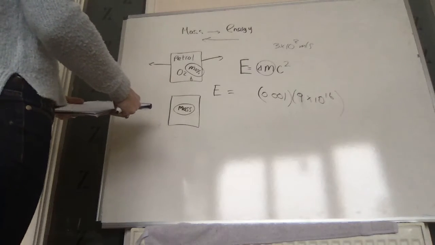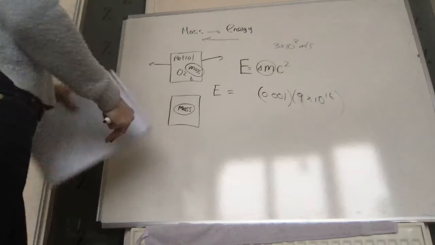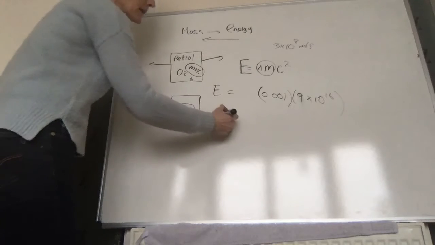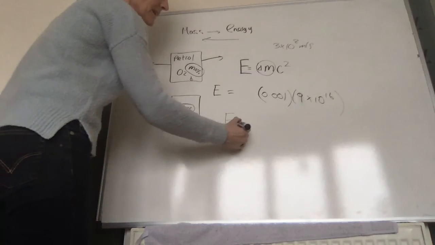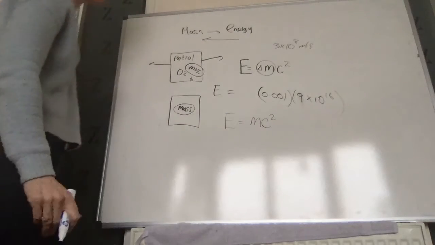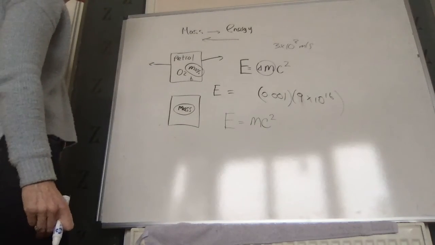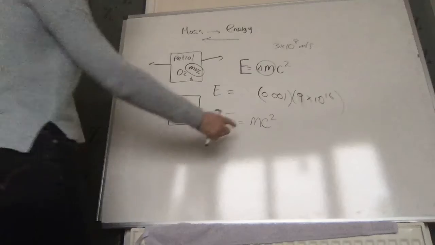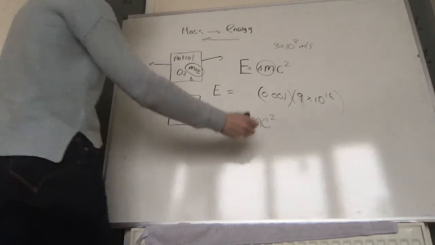Okay, that's basically it. So the next few questions that we're going to be doing are mathematical, and they're using the formula E equals mc squared. Mass can be converted into energy, and that's the formula that you use.